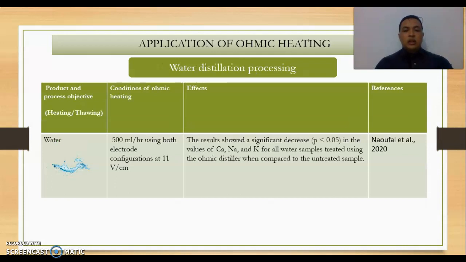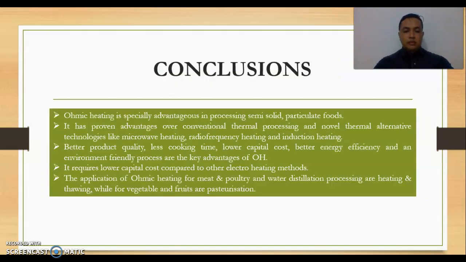So last is the water distillation processing, where the application used is heating and thawing. For water, 500 ml using both electrode conversion at 11 volt per cm. The results show a significant decrease in the values of calcium and potassium for all water samples treated using the ohmic distiller when compared to the untreated sample.